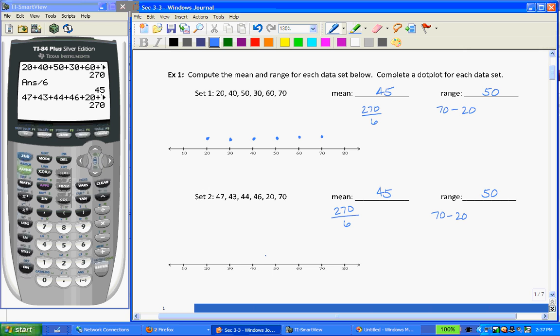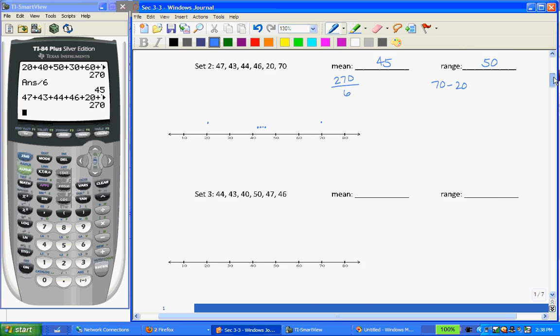So 47 would be about right there, 43, 44, 46, and then 20 and 70. Oh, so that looks a lot different from our previous dot plot. Even though the range is the same, we have a lot of values centered close together, and this is very different from the first one.